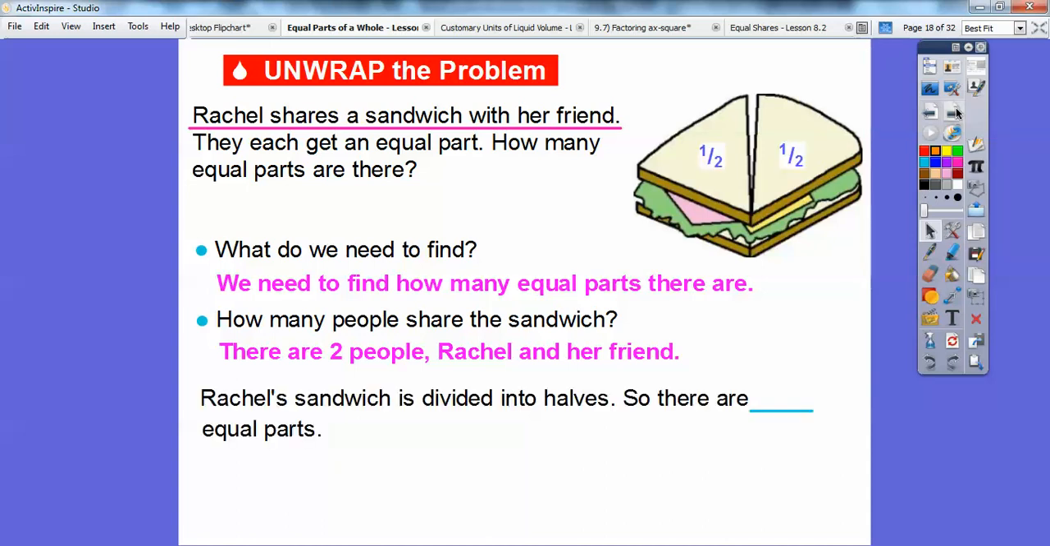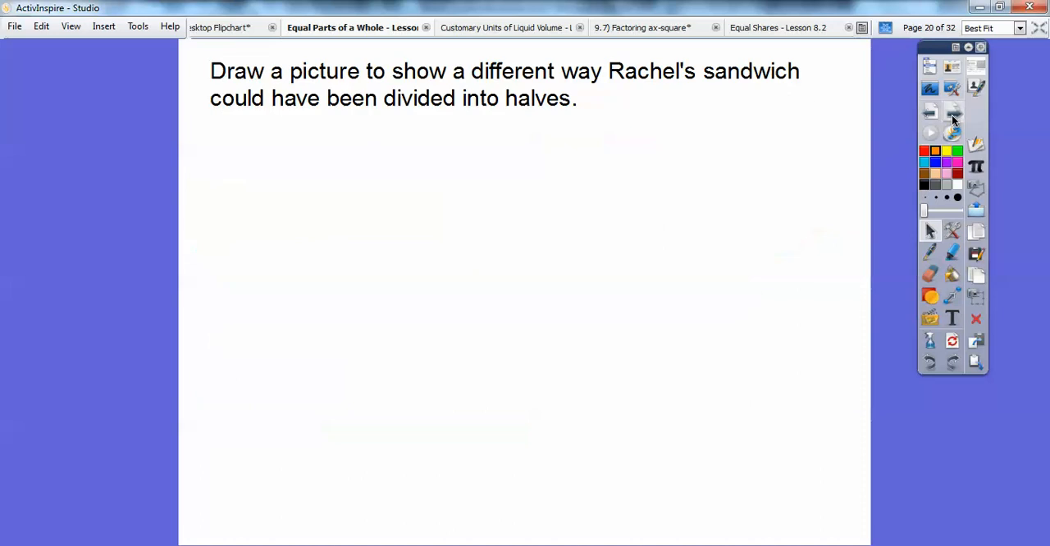Rachel's sandwich is divided into halves, so there are blank equal parts. How many parts are there? There are 2 equal parts right there. All right, let's draw a picture to show different ways Rachel's sandwich could have been divided into halves.